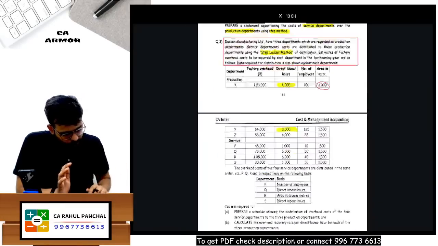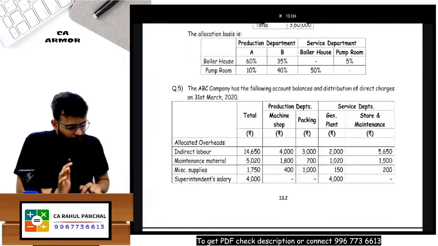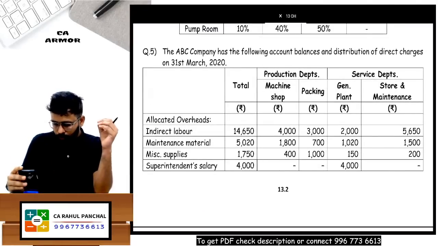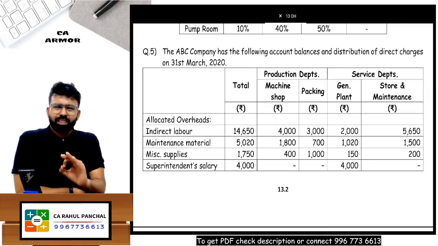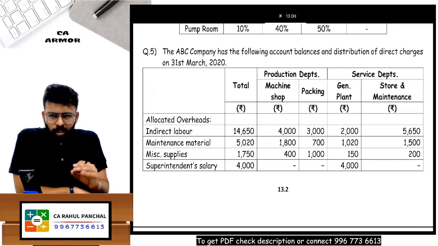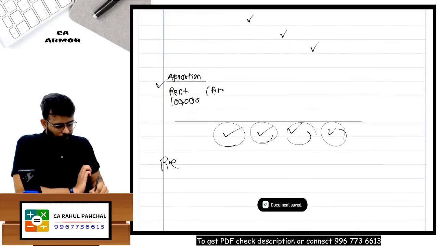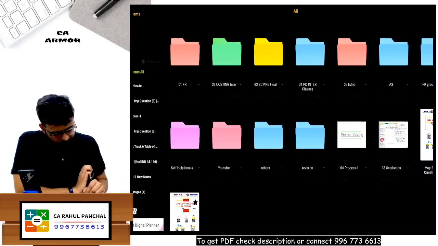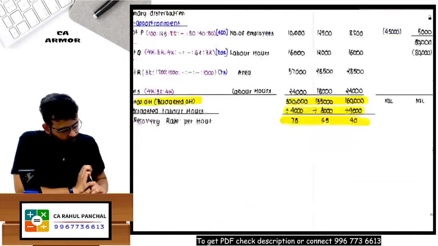Let me come to this question, which is question number 5. Question number 5, again it is from the study material. I just don't know the exact number as such, but this question is from the study material. So let's have a look as to what is there in the question. I have the solutions which I will refer to. You just listen to me carefully.